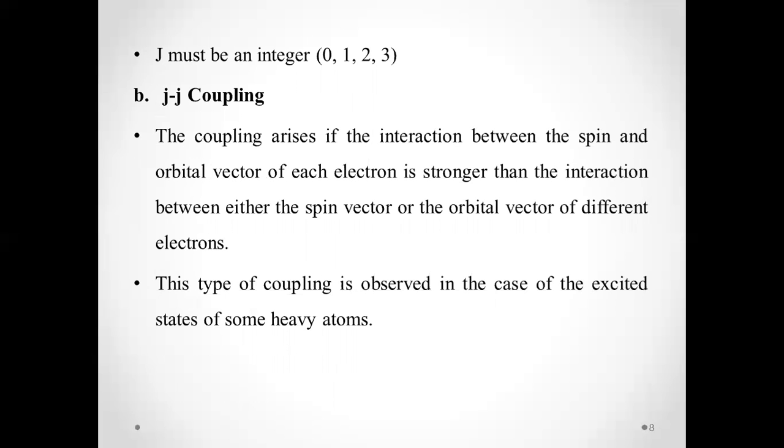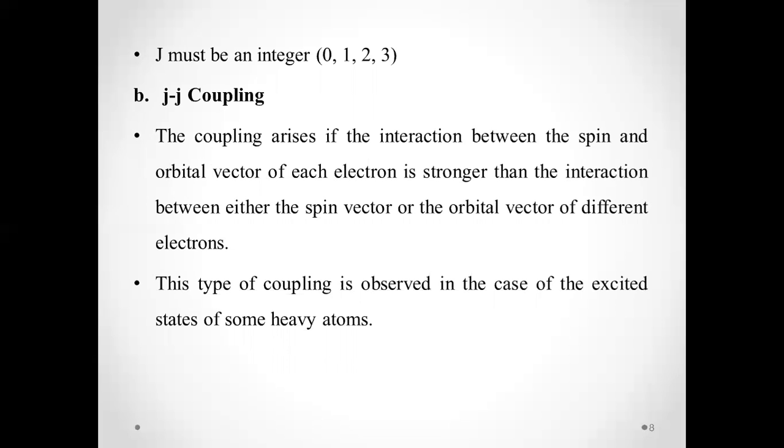The next condition is capital J, the total angular momentum quantum number. Capital J must be an integer and it can take values of 0, 1, 2, 3.